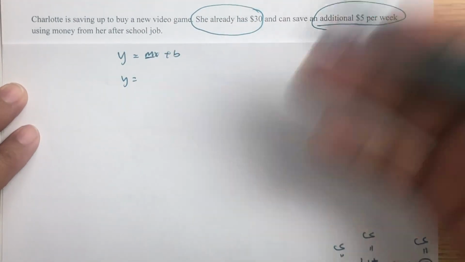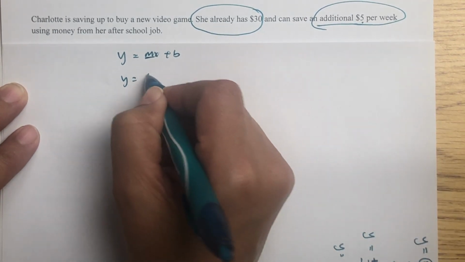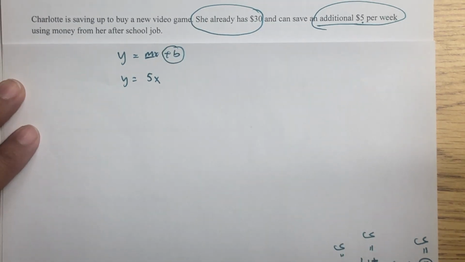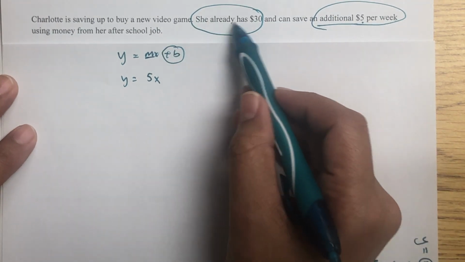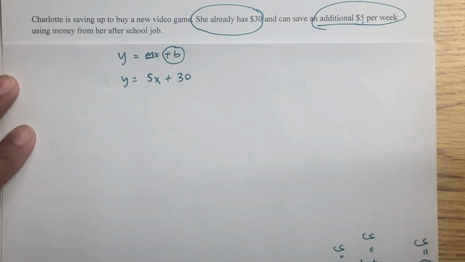Your change in y over your change in x. So how is that changing? $5 per week. So that's going to be 5, then x. And then your b is what you start off with. Okay? Your y-intercept. So she already has $30. So that's the y-intercept. So that's the equation.